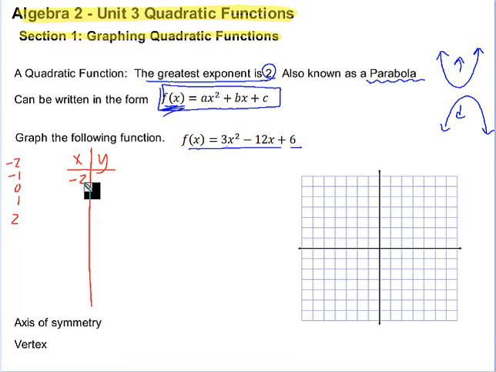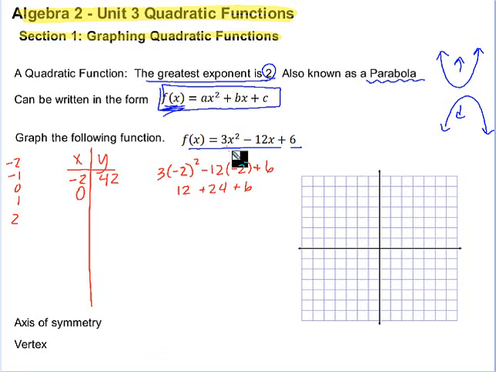So here, if we plug -2 in for x, we'd have 3 times -2 squared minus 12 times -2 plus 6. That's 4 times 3 is 12, plus 24 plus 6. Well, this ends up giving us, what's that, 42? Well, that's just way off the graph. So we can skip a few numbers. So let's skip to 0 because we want to find points that are close to our graph.